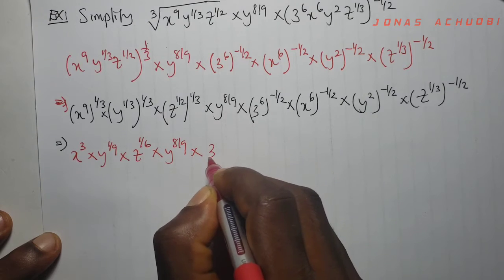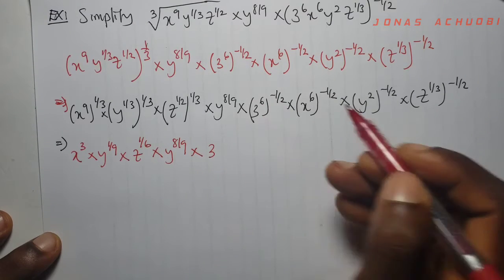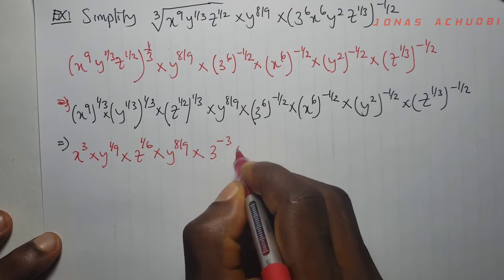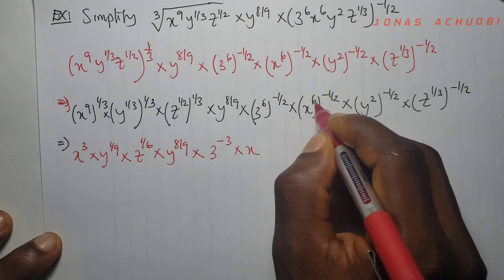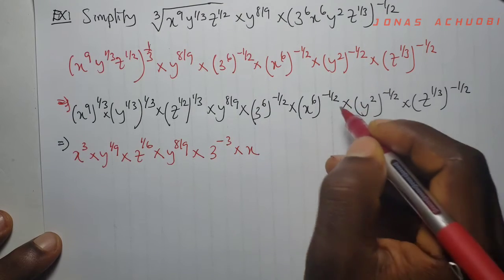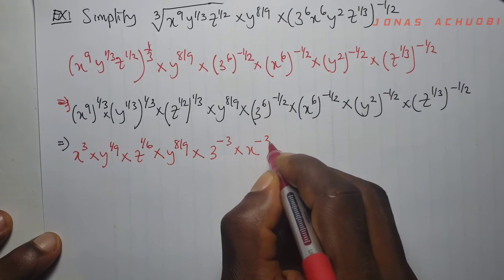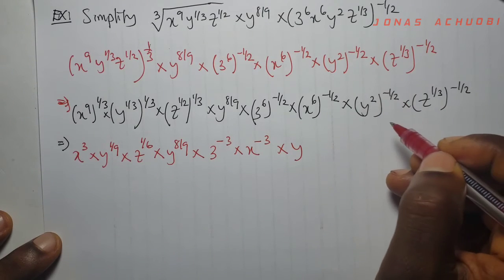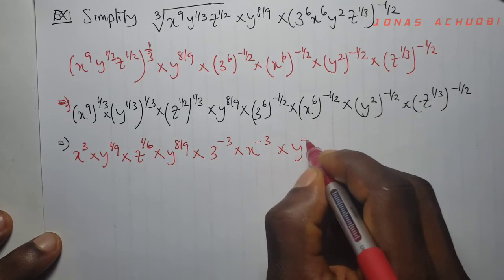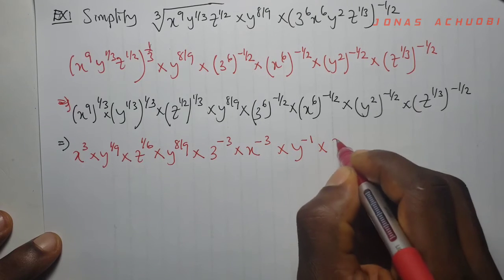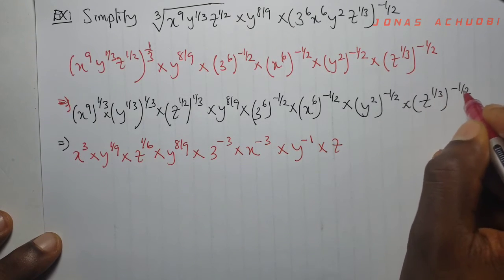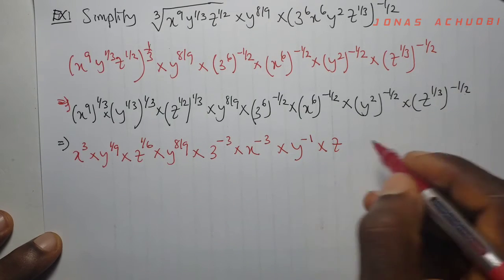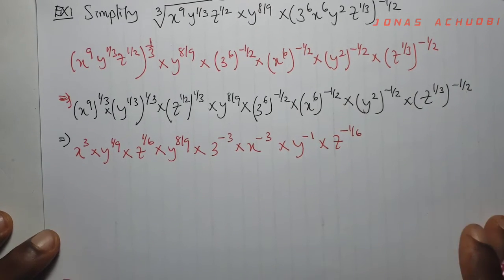Times this one, 3 raised to the power 6 times minus 1 is minus 6. Minus 6 divided by 2 is minus 3. Times x. The same thing here. 6 times minus 1 is minus 6. Divided by 2 is minus 3. Times y. 2 times minus 1 is minus 2. Minus 2 divided by 2 is minus 1. Times z. 1 over 3 times minus 1 over 2. 1 times minus 1 is minus 1. 3 times 2 is 6. So minus 1 over 6.